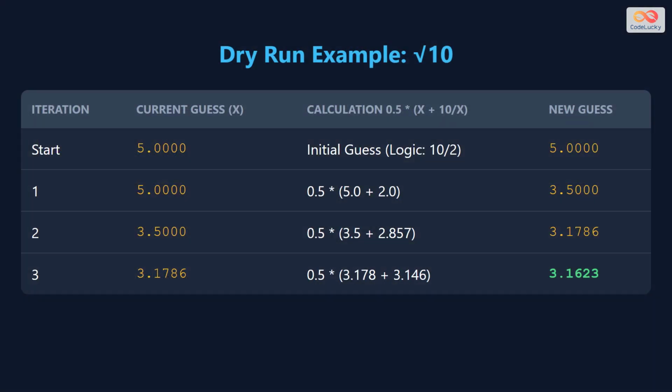Let's trace this with the square root of 10. We start with a guess of 5. Applying the formula, we get 3.5. We apply it again to 3.5 and get approximately 3.17. One more time, and we settle on 3.16, which is extremely close to the actual square root. Notice how quickly it gets there.